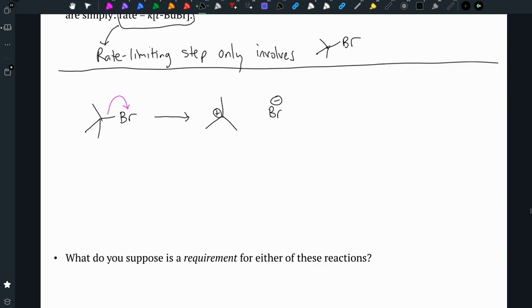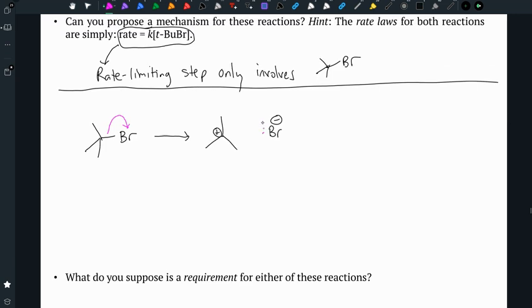The hotter my solution is, the more likely this is to happen because the more kinetic energy the molecules are going to have. But even at room temperature, there will be some small percentage of molecules where this will happen. Now, most of the time, bromine takes off, realizes its mistake, and will just come right back if it can.